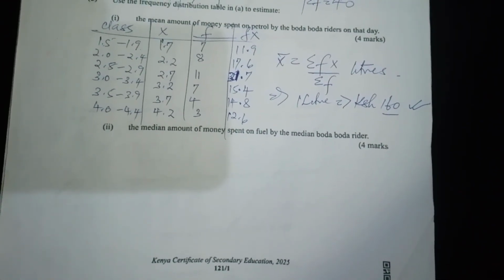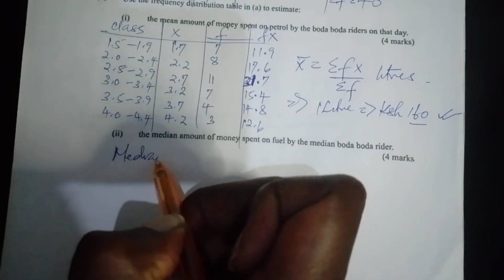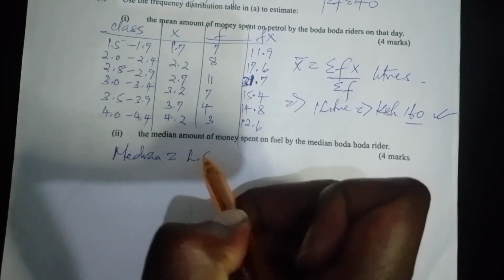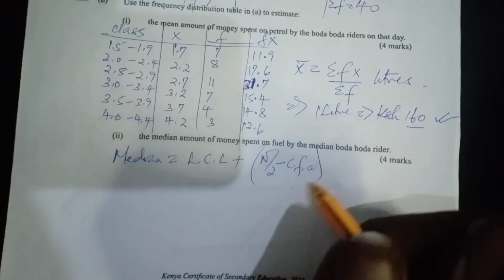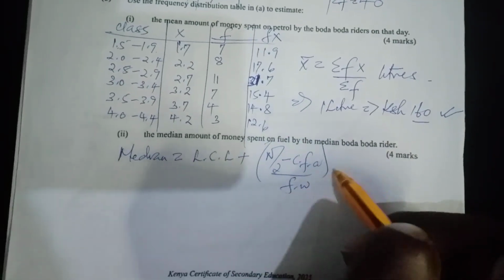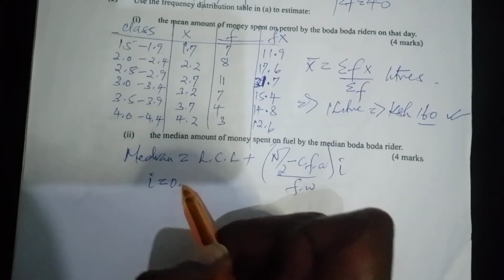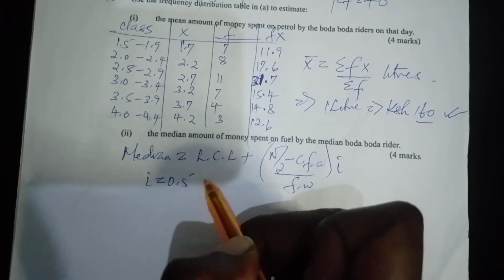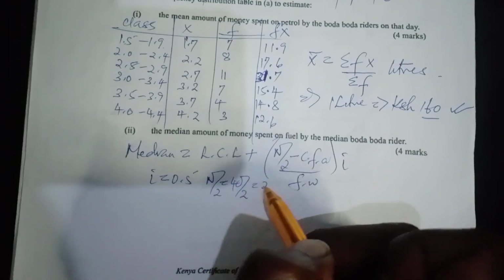Then you have the median amount of money spent on fuel by the median boda boda rider. So we want to get the median also. You have the lower class limit plus n/2 minus cumulative frequency above, over frequency within, times the class interval. The class interval is 0.5. Our n over 2, which is 40 divided by 2, is 20.